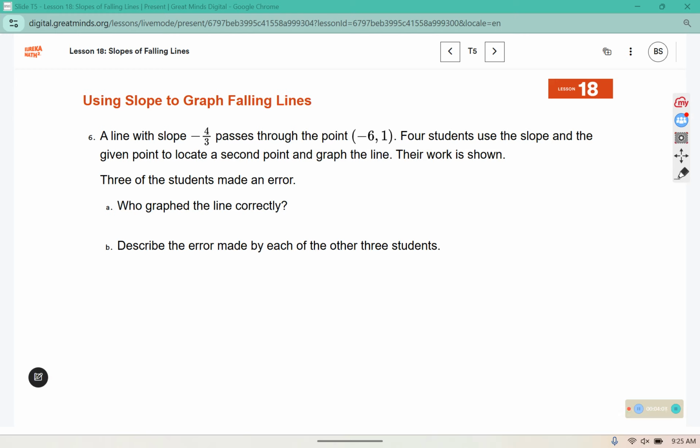A line with a slope of negative 4/3 passes through the point negative 6, 1. 4 students used the slope and the given point to locate a second point and graph the line. Their work is shown. 3 of the students made an error. Who graphed the line correctly? Then describe the error made by each of the 3 students.